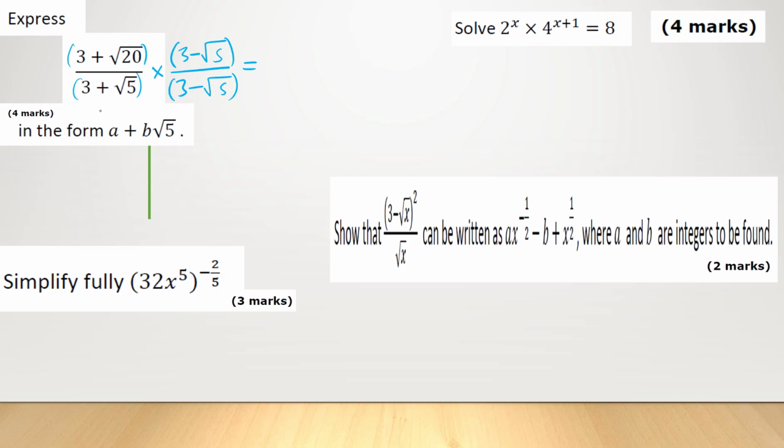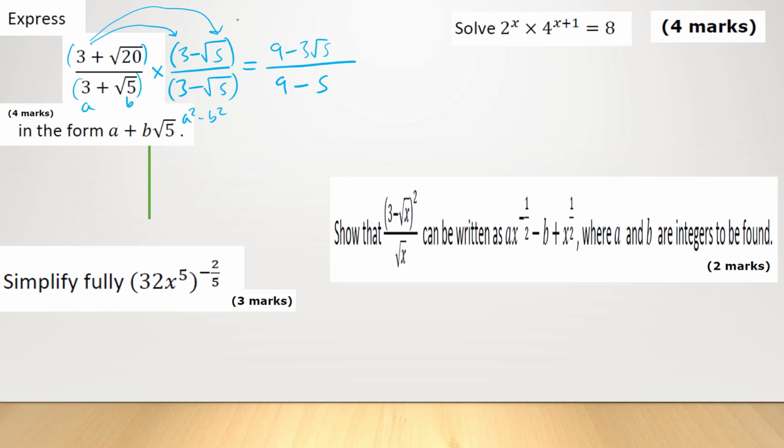Now remember, when you have a conjugate pair, if this was A and this was B, then once you multiply out these two brackets, that would be A squared minus B squared. So the bottom will just be 3 times 3, which is 9, and minus root 5 times root 5, which is 5. Now the top, 3 times 3 is 9. I'm going to get minus 3 root 5.